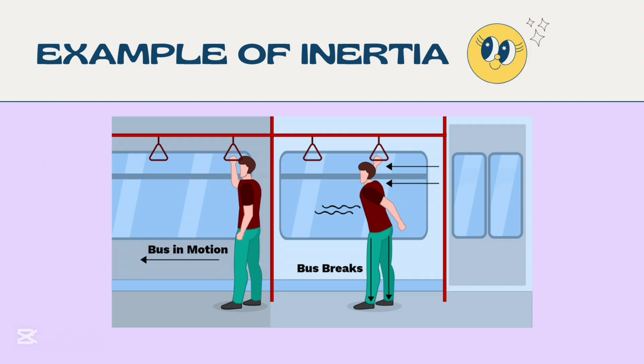Example of inertia. Here is a simple example to illustrate inertia. Imagine that you're standing on a bus that is in motion. When the bus suddenly brakes, your body tends to continue moving forward, resisting the change in motion. This is a classic example of inertia.